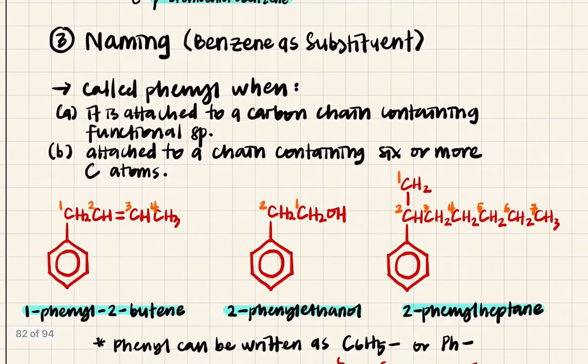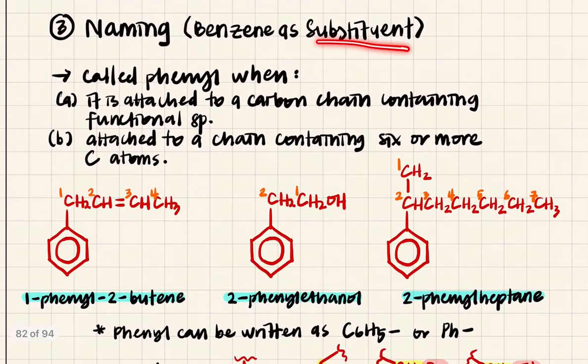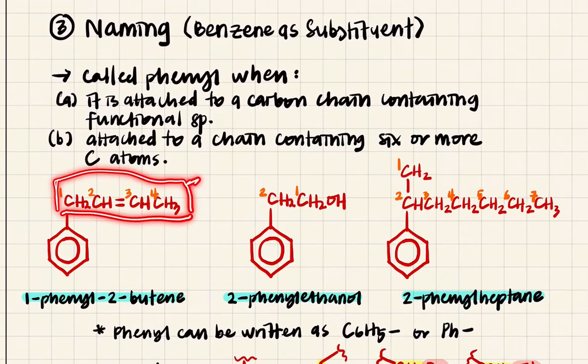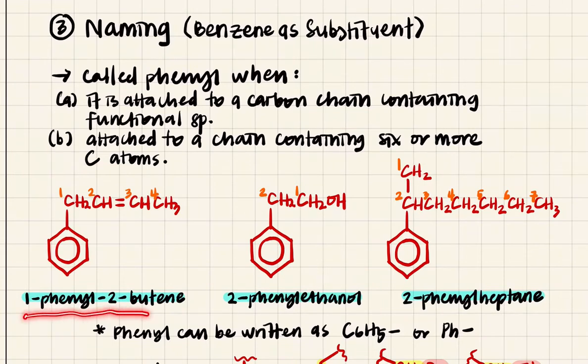So when your benzene is a substituent, it can be called a phenyl. Alright, so this is when your benzene is attached to a carbon chain containing a functional group, like here. Okay, awak ada alkene functional group dekat awak punya carbon chain ni. So automatically awak punya benzene ring ni dia jadi phenyl, dia jadi substituent. Alright, so nama dia 1-phenyl-2-butene. Okay.